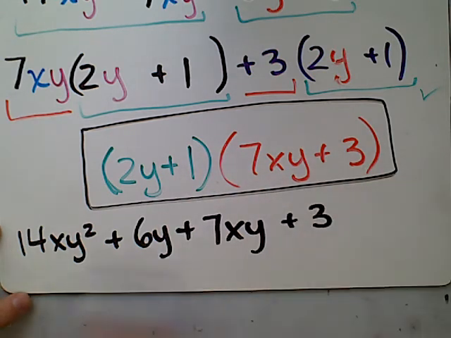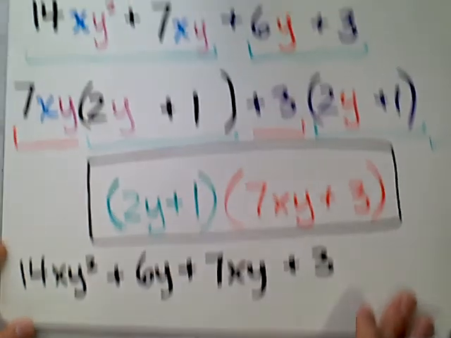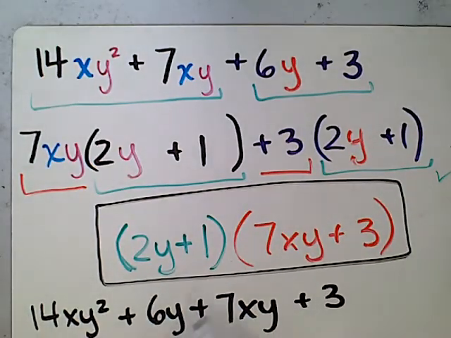Then multiply the 1 by the 7xy, getting me to 7xy, and the positive 1 times the positive 3, getting me to 3. Now this may look different from the problem we started with up here, but if you match the terms up, you've got a 6y there and a 6y here, a 7xy there and a 7xy there. They're just in a slightly different order. However, we do have the same answer that we started with.